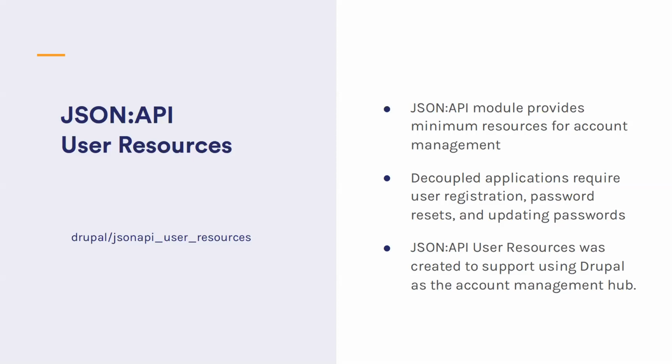We also built the JSON API user resources module because in a decoupled e-commerce site, you have customers. Customers need to be able to register and change their passwords. The JSON API module by itself does almost nothing for account management besides edit your user fields. Decoupled applications require user registration, password resets, and updated passwords. This module provides that functionality that's currently missing in the API-first ecosystem for Drupal.